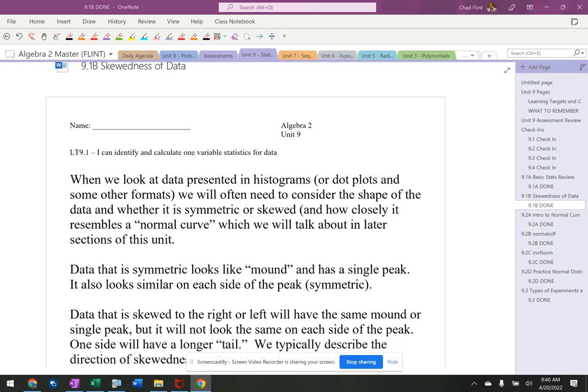All right, so this section is just a quick little look at skewedness. I know it's something that you should have talked about before, but it kind of gets us started into the normal curve aspect that we're going to start looking at for the next handful of days. And it's important to understand what a normal curve is supposed to look like, and then how it can kind of get modified.